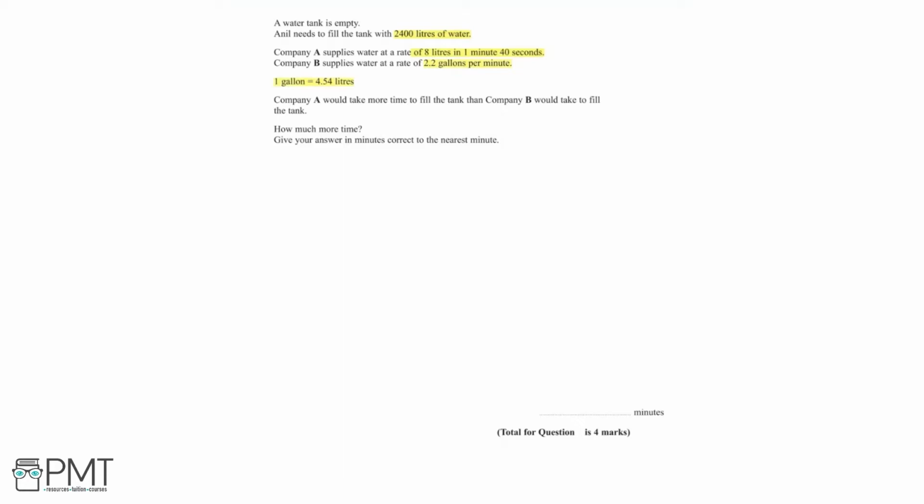Company A would take more time to fill the tank than Company B would take to fill the tank, and we need to find out how much more time Company A would take, giving our answer in minutes, correct to the nearest minute. Now we can start by finding the amount of time that Company A would take, and then we can find the amount of time that Company B would take, and then compare the two times. Let's start with Company A.